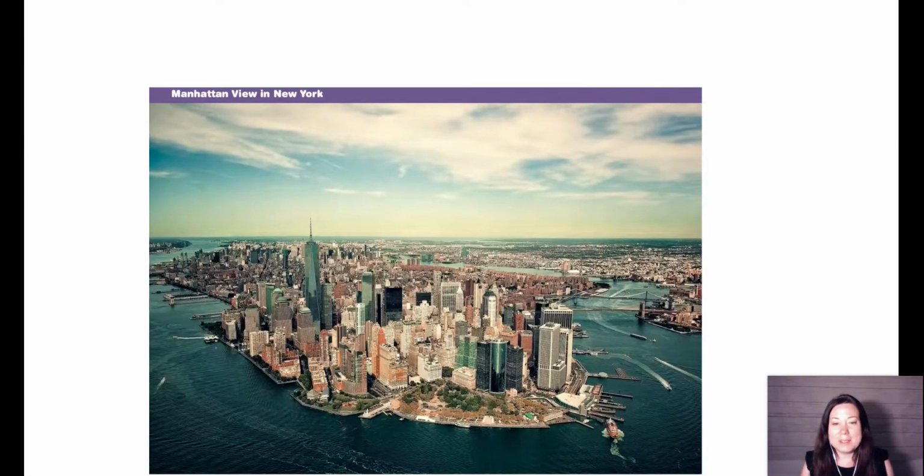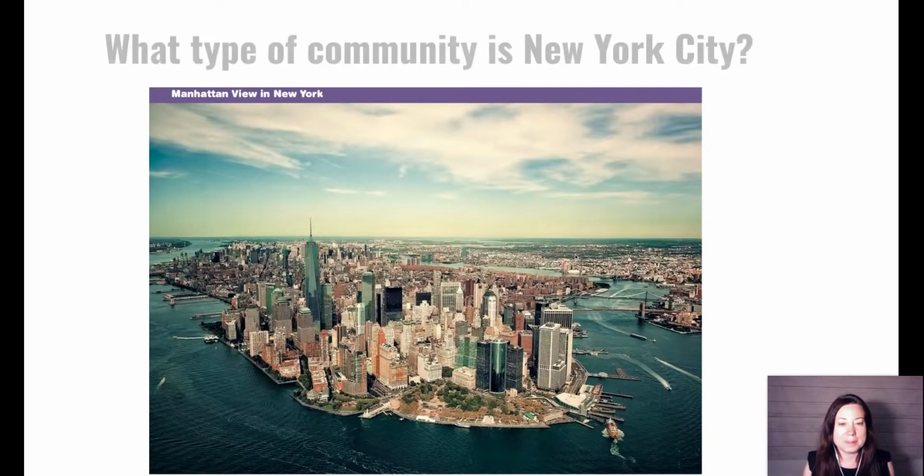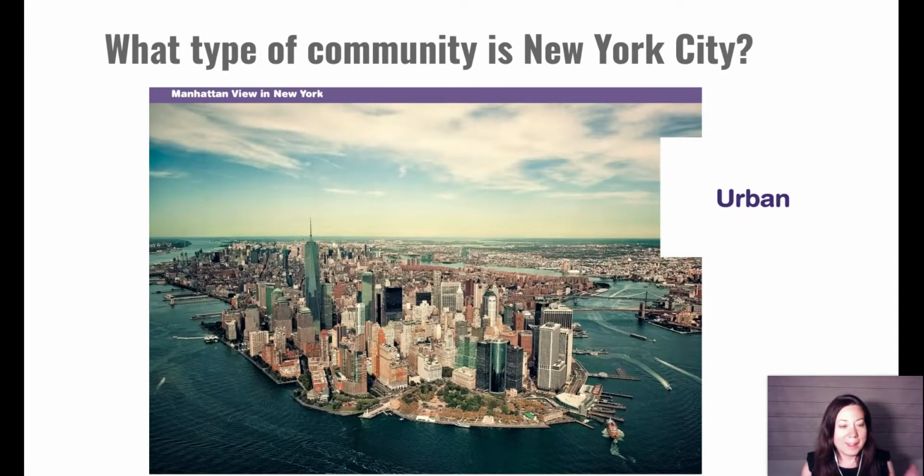So let's look at this picture here. I bet you recognize this city, and the title of the image is Manhattan View in New York. So what type of community is New York City? So I see lots of buildings. I see tall buildings. Don't see a lot of nature. I see lots of cars and traffic, so that might mean there's lots of people. So which community would that be? Did you guess urban? It's an urban community.